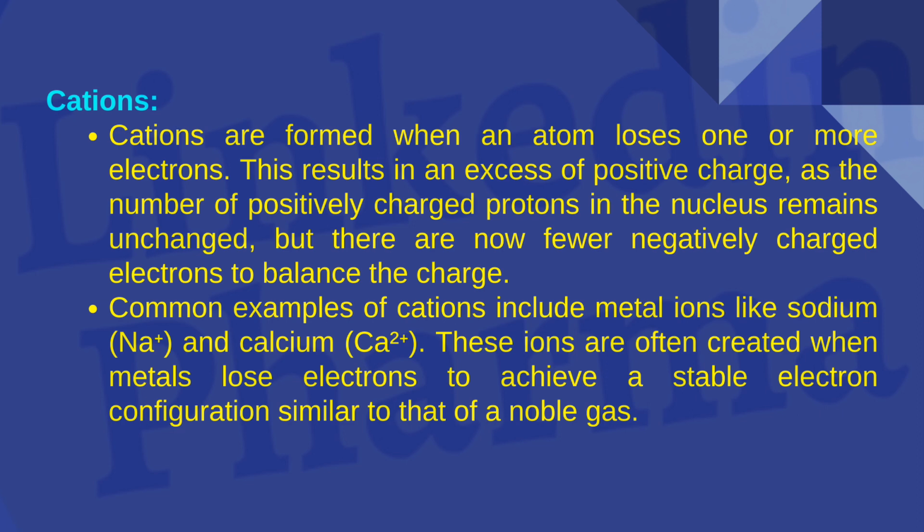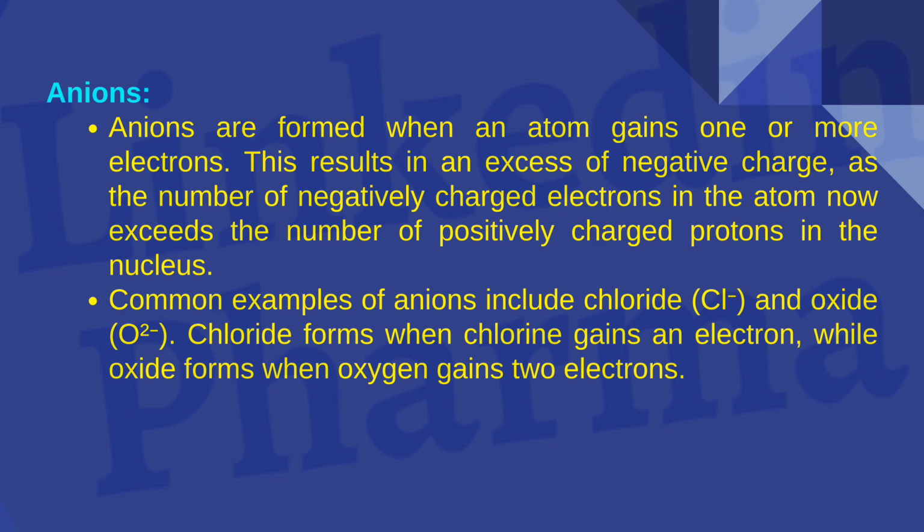These ions are often created when metals lose electrons to achieve a stable electron configuration similar to that of a noble gas. Anions. Anions are formed when an atom gains one or more electrons. This results in an excess of negative charge, as the number of negatively charged electrons in the atom now exceeds the number of positively charged protons in the nucleus.